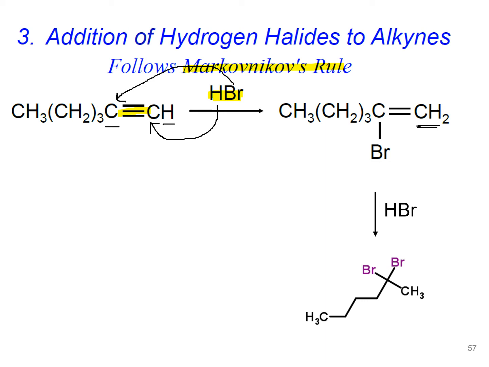Now this alkene that is formed can be converted into an alkane if enough HBr is present, and the same thing will result: this hydrogen again will be added to this carbon, whereas the bromine will be added to this carbon according to Markovnikov's rule.